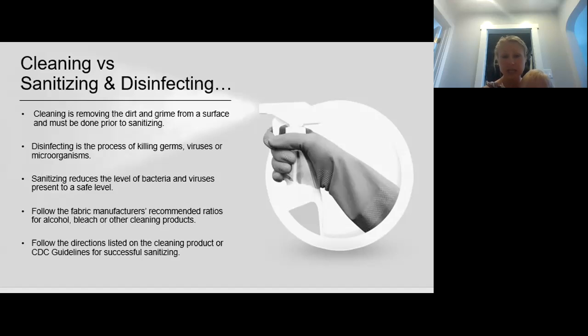When cleaning a fabric, a client needs to refer to the recommended ratios of alcohol, bleach, or other cleaning products and then follow directions listed on the cleaning product. This is where you will find a dwell time for the cleaner. Dwell time means how long a product needs to stay on the surface in order for it to effectively sanitize or disinfect the surface. Finally, as people are tempted to throw the kitchen sink at the problem, they must be very careful not to combine chemicals inappropriately. Combining the wrong chemicals can cause toxic and sometimes deadly gases. We need to make sure to be careful not to mix bleach and alcohol, and bleach and ammonia.